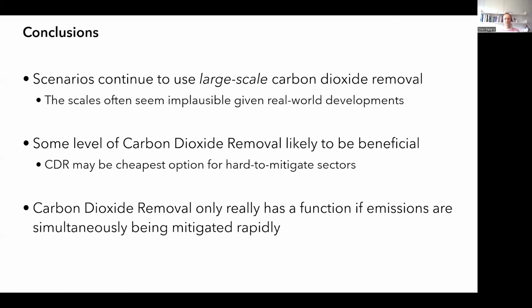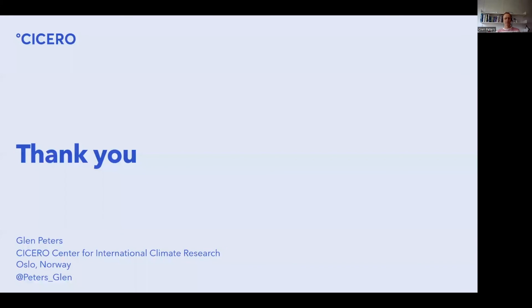And an important point here is that carbon dioxide removal only really has a function if emissions are actually being mitigated. There are no real scenarios where emissions can continue as normal, and then we just use carbon dioxide removal to bring those down. We could simply never get carbon dioxide removal at that scale. So carbon dioxide removal only makes sense if emissions are also being reduced drastically. And I'll finish up there.